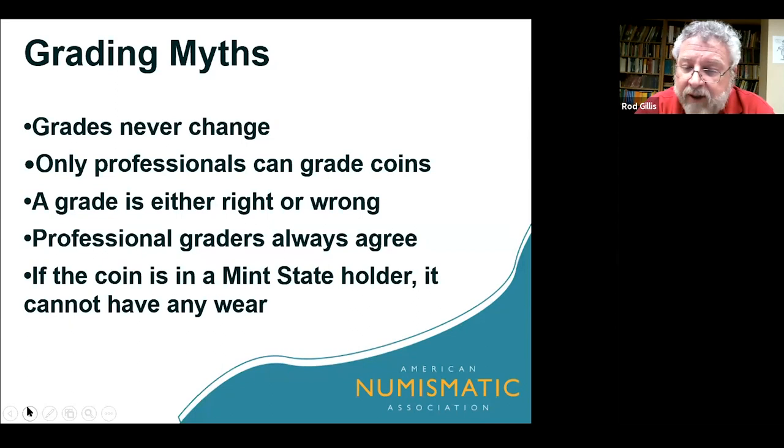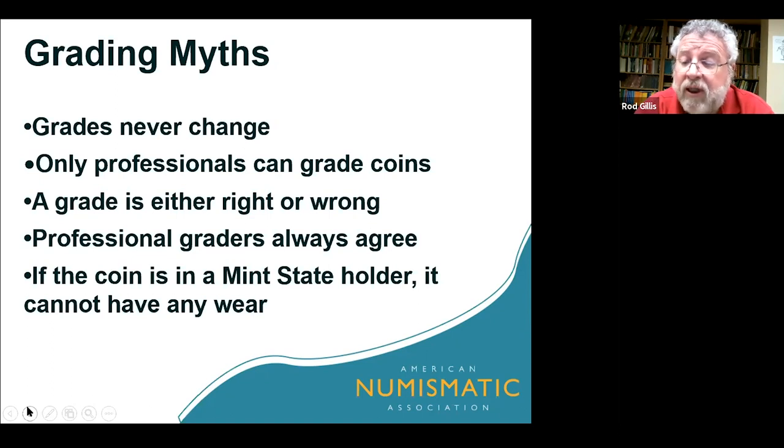And I know that some of you may be thinking, yeah, Rod, the grade between a 65 and a 66 1893S Morgan dollar is huge. And you're right. I can't deny that. But just in terms of everyday grading, I think it's safe to say that if you're within a point of someone, you're in good stead. Okay. And that leads us to the next one.